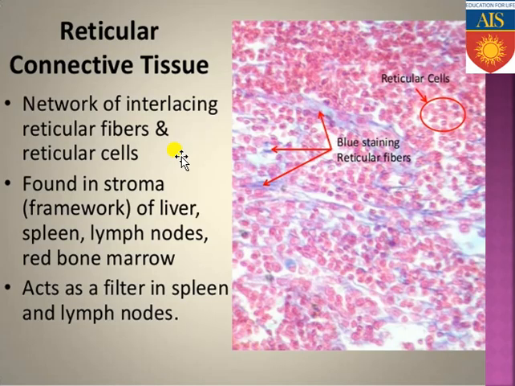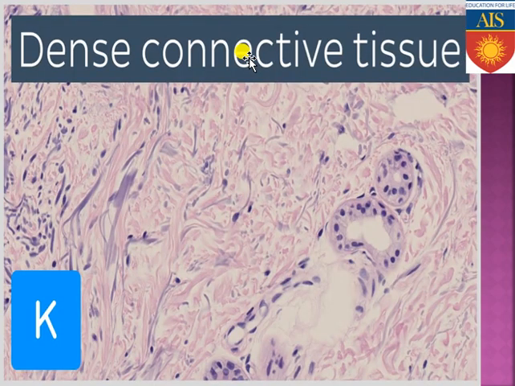Now we are entering the reticular connective tissue. Reticular connective tissue is a type of connective tissue which contains a network of reticular fibers as well as reticular cells. So reticular cells and reticular fibers make this kind of connective tissue. It is mostly found in the stroma of the liver, the spleen, the lymph nodes as well as the red bone marrow. They act as a filter in the spleen region as well as in the lymph node region. So the reticular connective tissue is named due to the presence of reticular fibers and reticular cells. They are present in the liver, spleen and lymph nodes, and they act as a filter in the spleen and lymph node region.